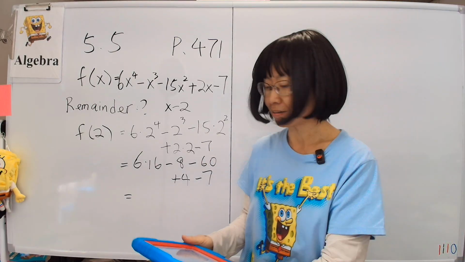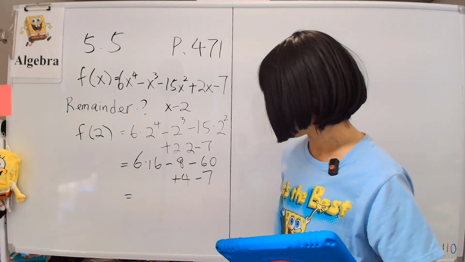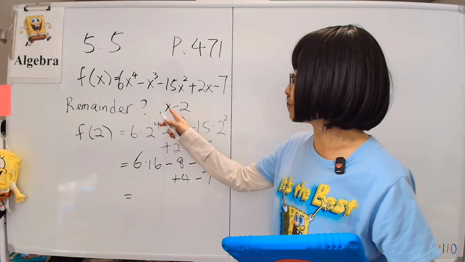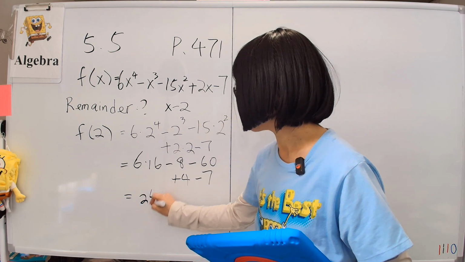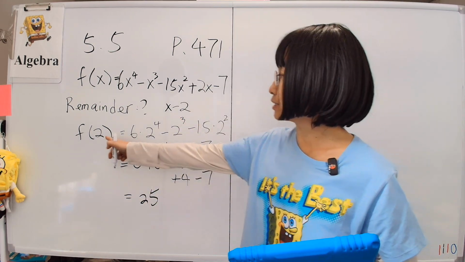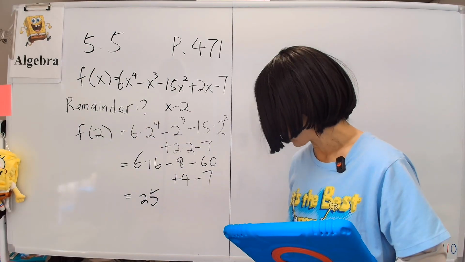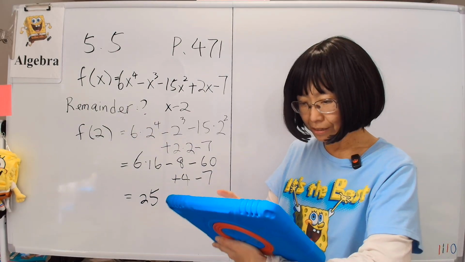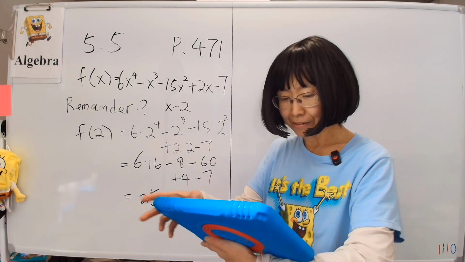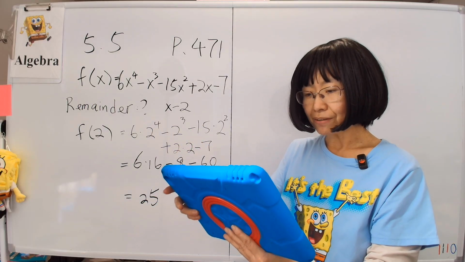So let's check our answer to see if I got it right. Yep, it is correct. So the remainder of f of x divided by x minus 2 is 25, and we got it by using the remainder theorem: plugging in 2, whatever you're subtracting, into f, and that gives you the answer. Anyway, next, let's look at the factor theorem.